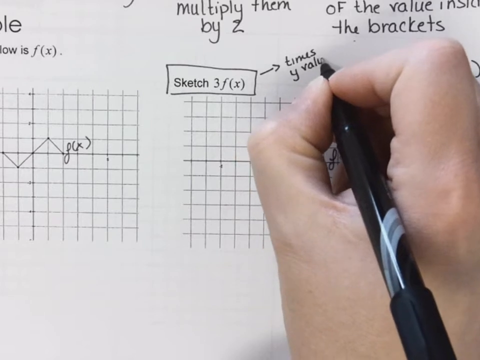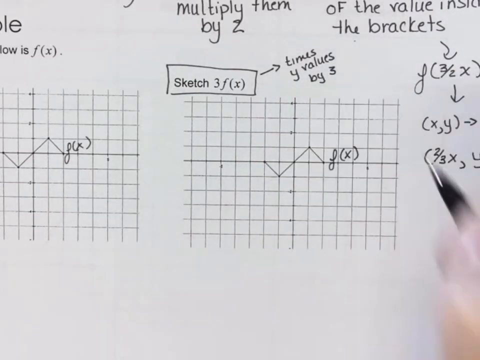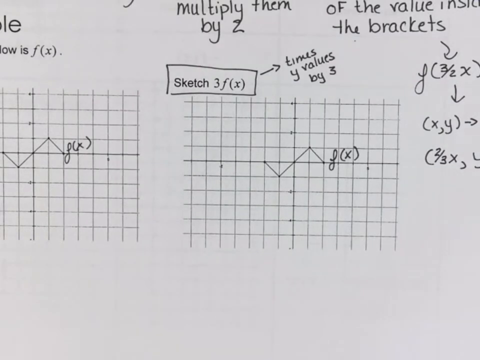So this is kind of like the homework you guys did yesterday. I've given you a funky graph. It's not a function, but I'm asking you, what is this telling me to do? It's telling me to times the y values by 3.